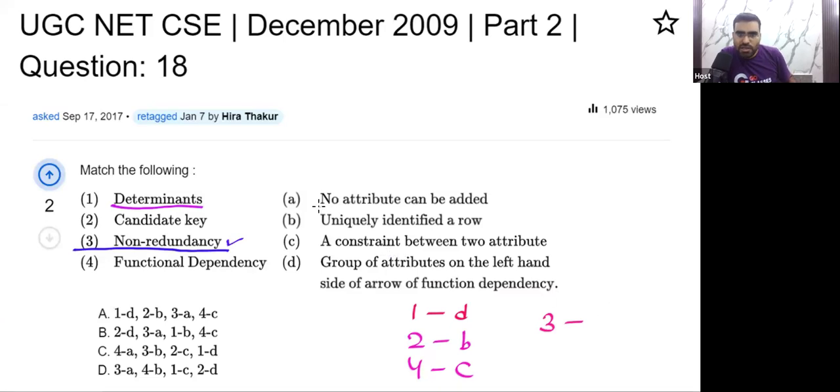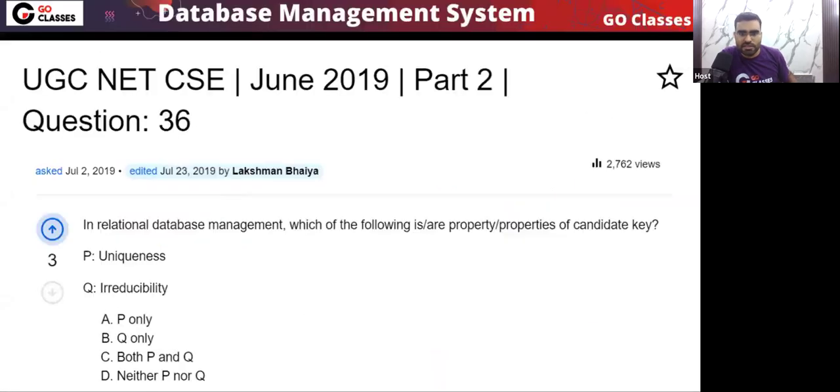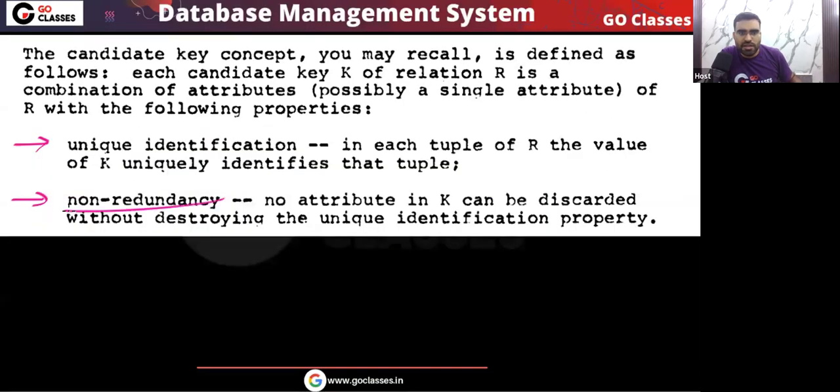Actually here it says no attribute can be added. Actually this should be no attribute can be discarded. This is the better statement. Option A says no attribute can be added, but actually this is the better way: no attribute can be discarded. Is this clear? You can read this non-redundancy: no attribute can be discarded without losing the uniqueness property.